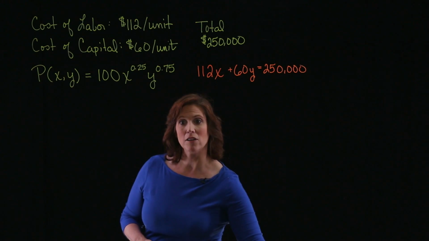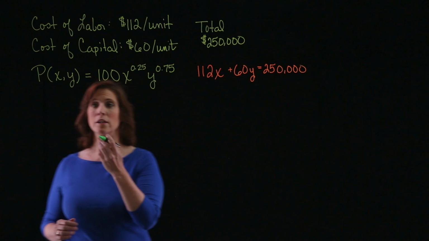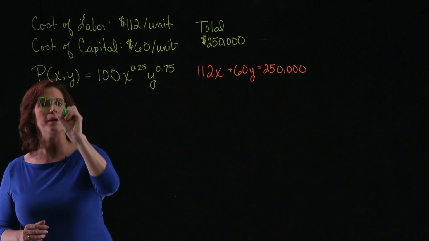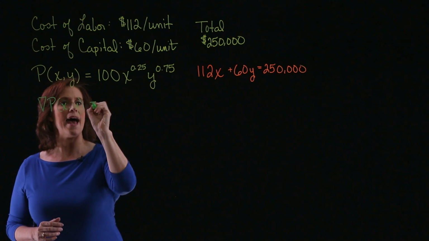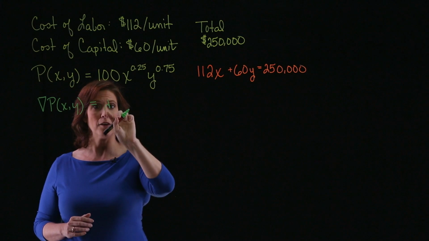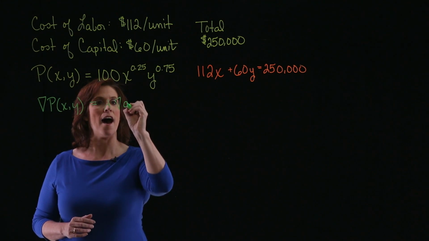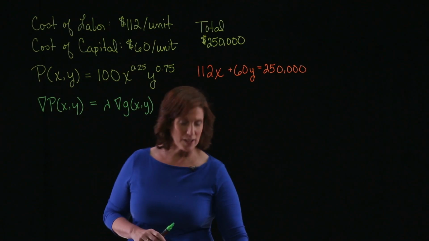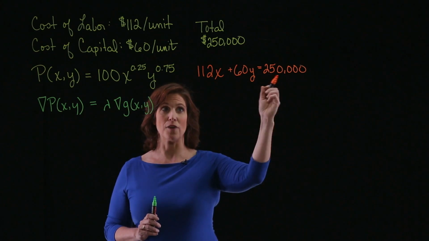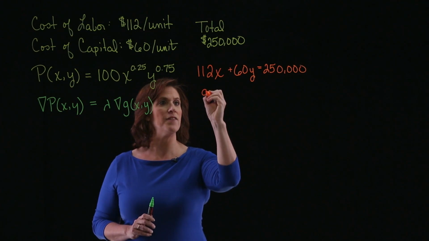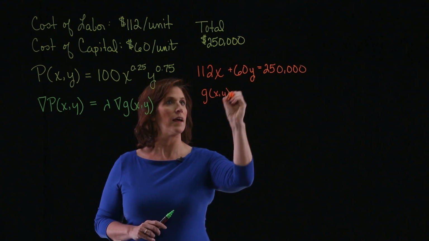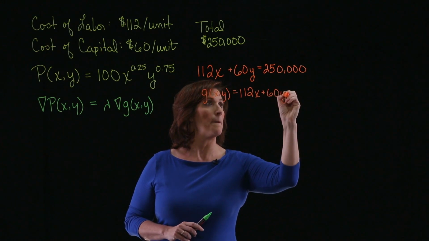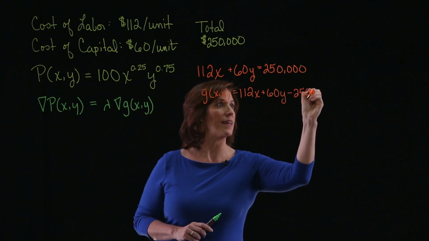Okay, so let's begin our Lagrange multiplier process. So what I want to do is take the gradient of P of xy and set that equal to my Lagrange multiplier lambda times the gradient of my function g of xy. Well, what is that function g of xy? Remember, it comes from my constraint. So I'm going to write the function g of xy as 112x plus 60y minus 250,000.